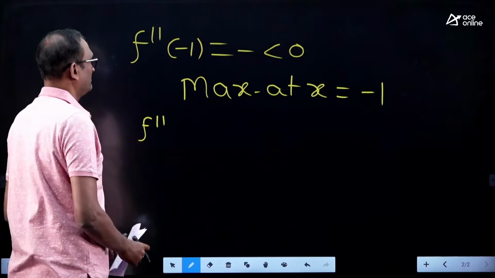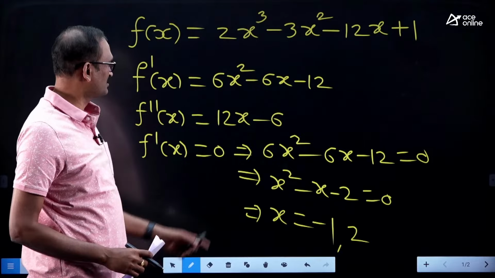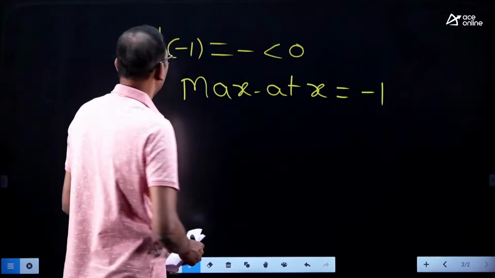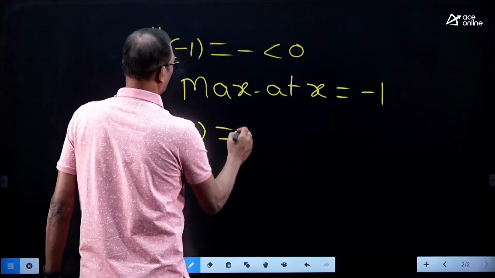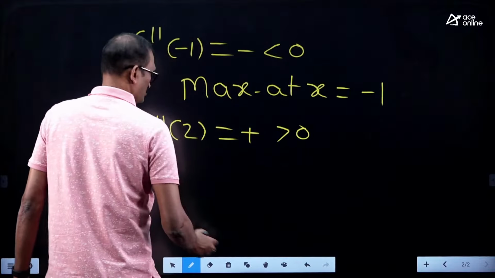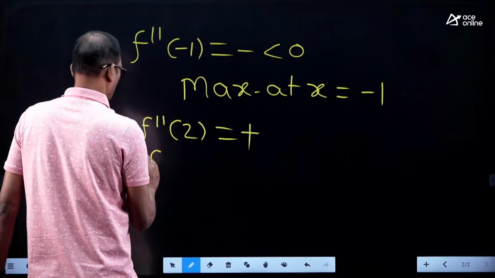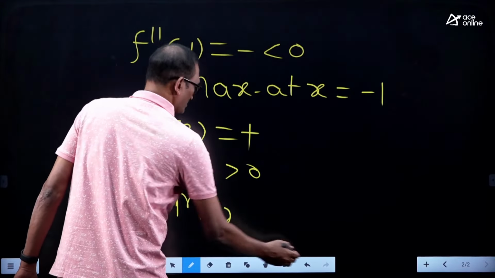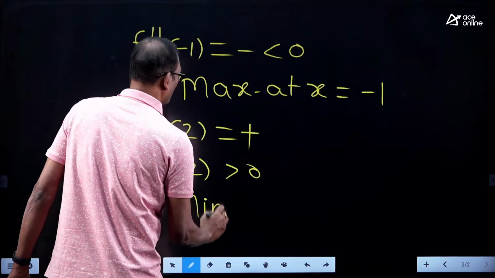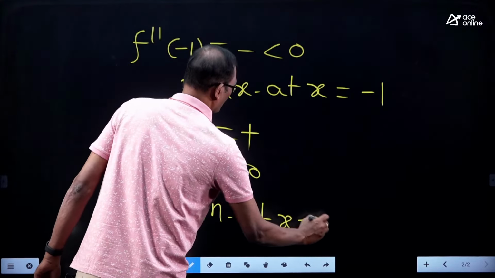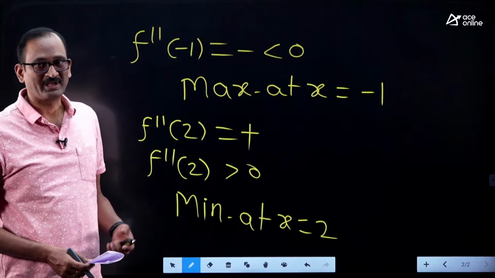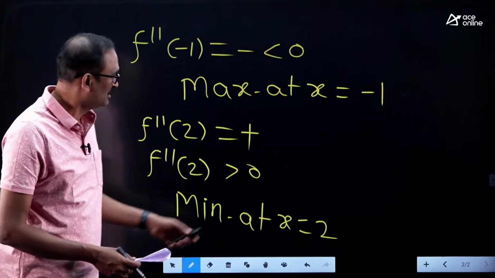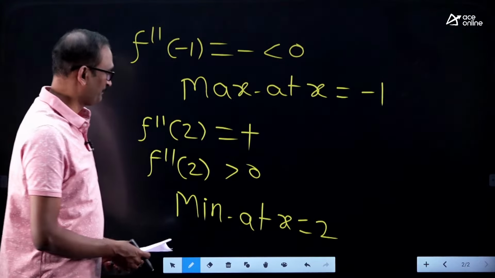Similarly, find f double dash x at another stationary point, f double dash of 2 is 12 into 2, 24, 24 minus 6, 18. So, that is positive, positive means greater than 0. So, positive means f double dash of 2 is greater than 0. That means f of x will have minimum value at x equal to 2. So, some of the options minimum at 2, maximum local minima at 2, local maxima at minus 1, and that is the way they gave the options. So you have to select the proper option then.